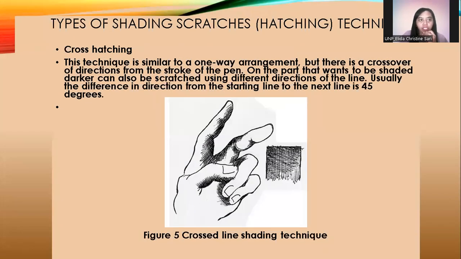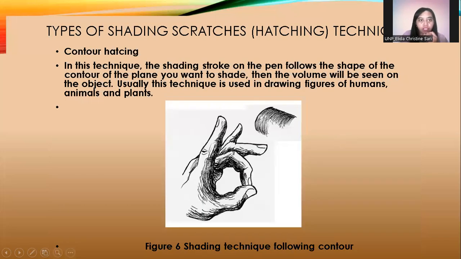How about cross-hatching? This technique is similar to the one-way arrangement, but there is a crossover of direction in the strokes of the pen. The part that should be shaded darker can also be stretched using different directions of lines. Usually, the difference in direction from the starting line to the next line is 45 degrees. And this is an example with the cross line technique.